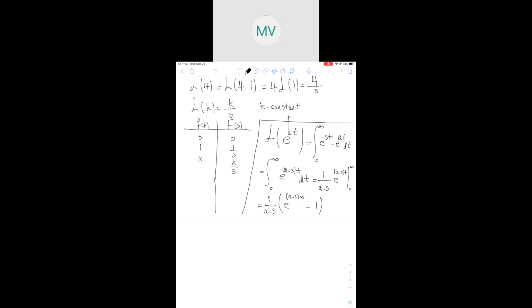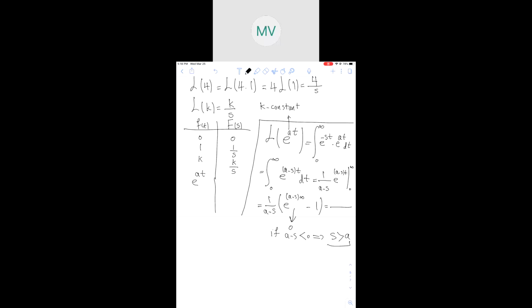Now, we would like this term to approach 0. For that to happen, we need a minus s to be negative. That means s should be bigger than a. But we can throw that condition in. So if I wanted to find the Laplace of e to the at, then we find the Laplace and then we include this extra condition, okay? If that happens, then that goes to 0.